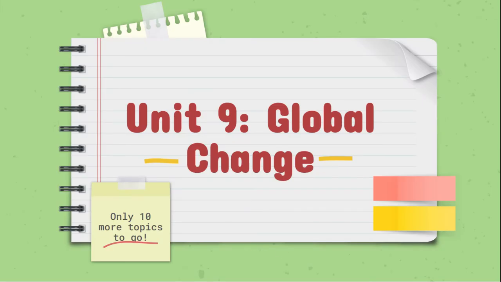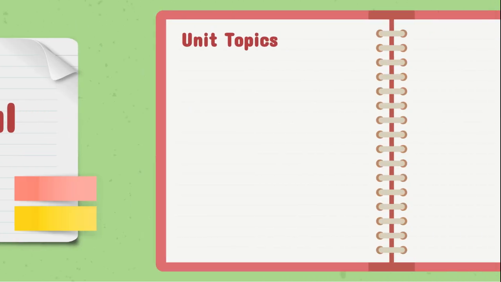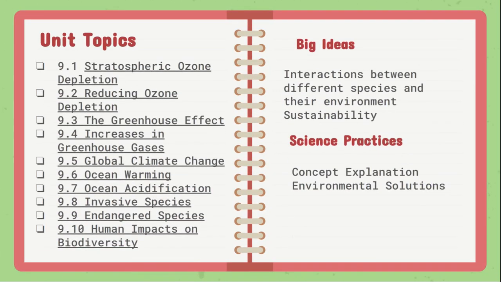And as you can see, we are on our last and final unit of the school year, and we only have about 10 more topics to go within this unit. And so in this lecture video specifically, I'm going to discuss 9.1, which is a discussion on stratospheric ozone depletion, followed by 9.2, which is on reducing ozone depletion. Please make sure as you watch the video, take notes in your note packet, and then answer the questions whenever the video happens to pause.